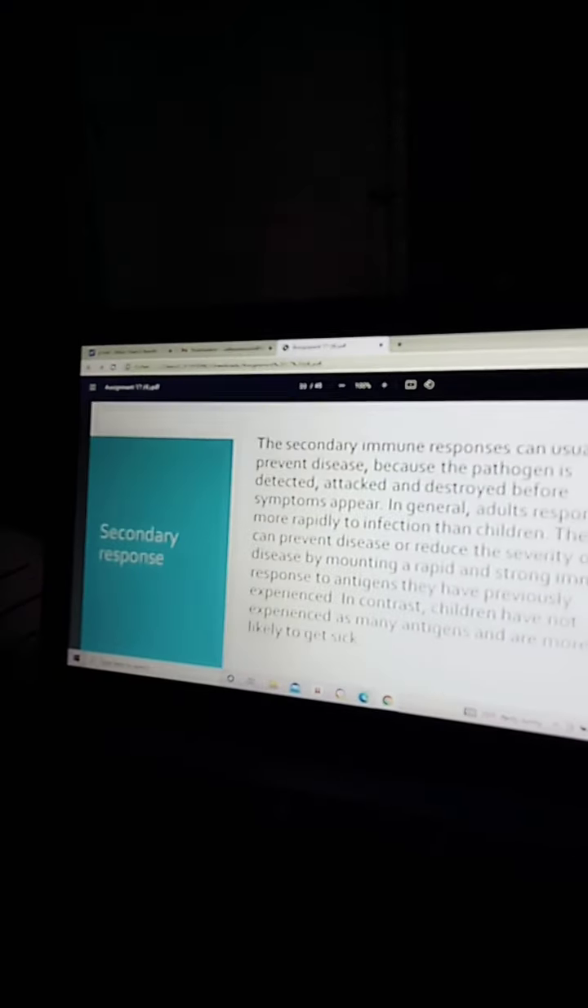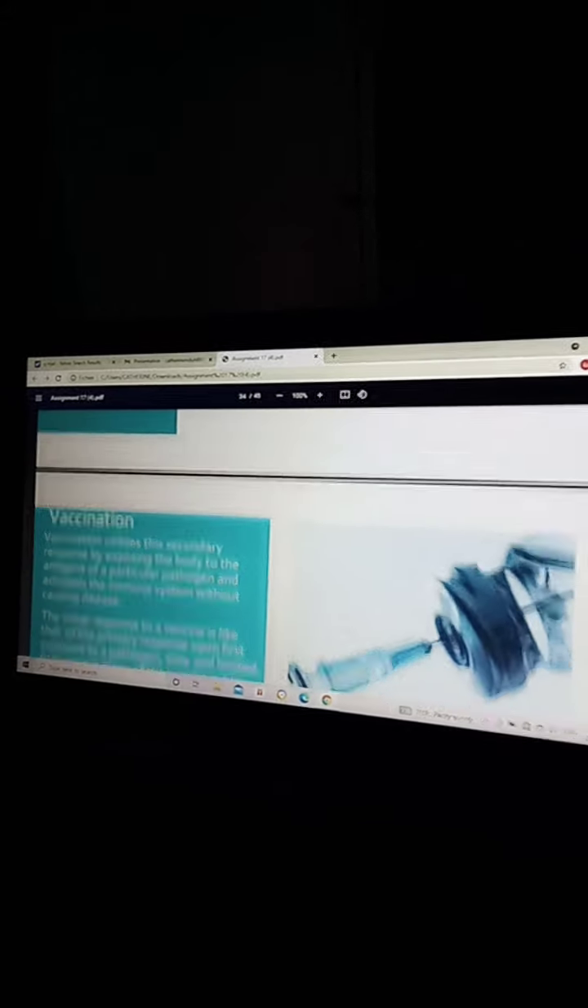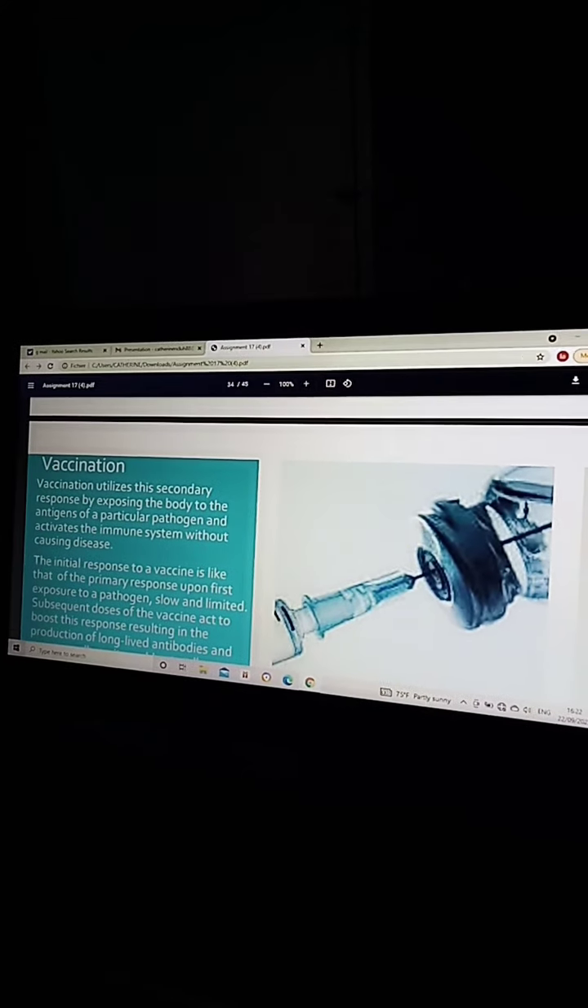Benefits of vaccination. Vaccination increases the levels of circulating antibodies against a certain antigen. Vaccination utilizes the secondary response by exposing the body to the antigen of a particular pathogen and activates the immune system without causing disease.